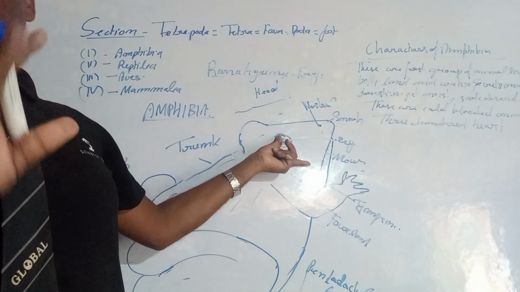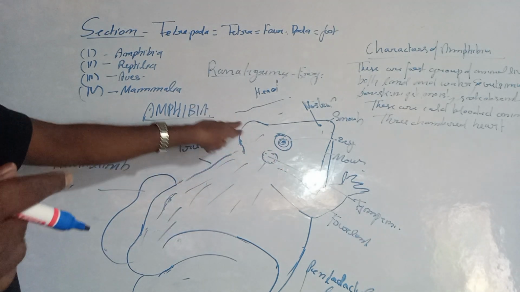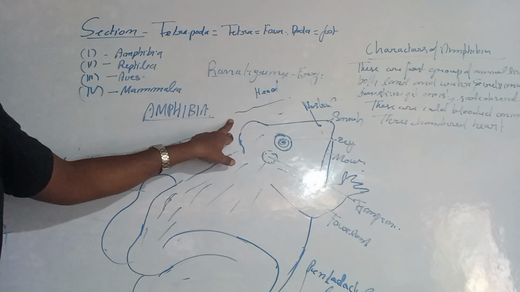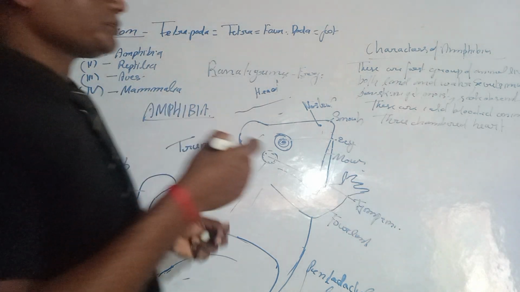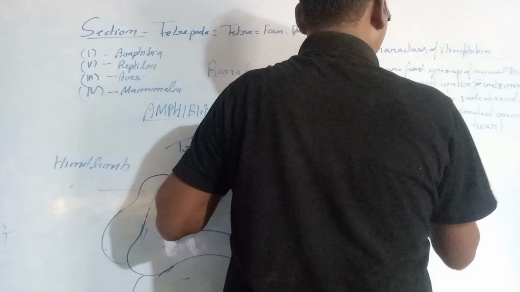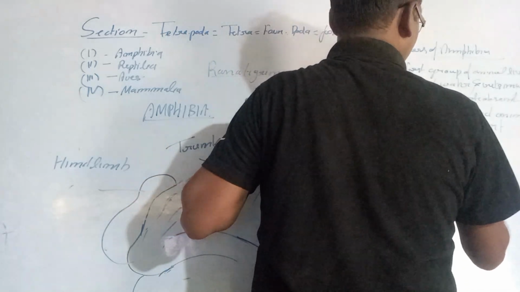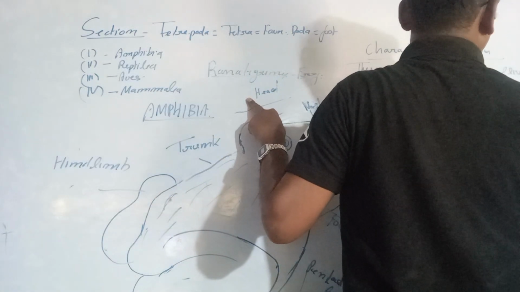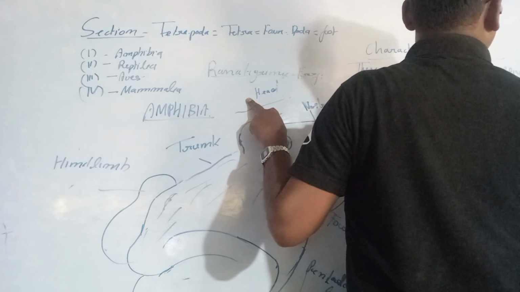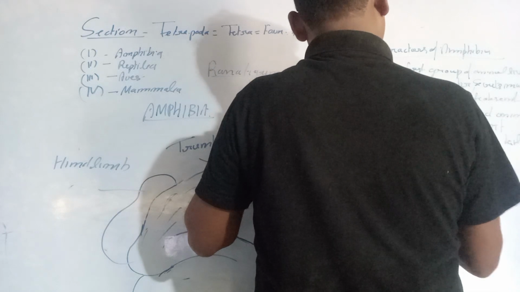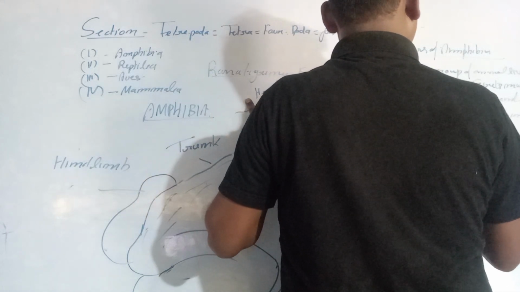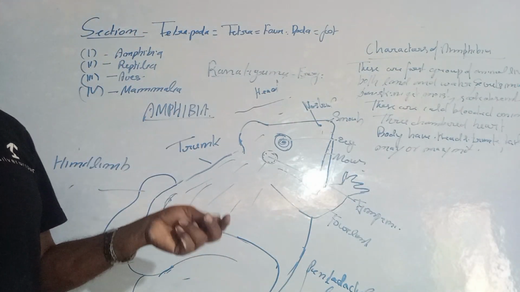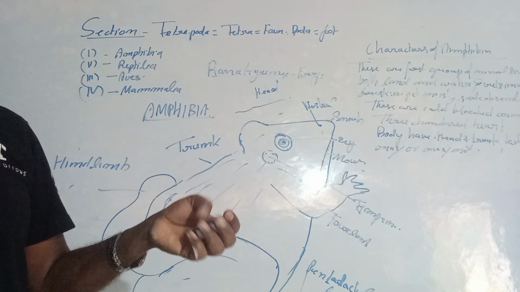In the previous class, pisces have only a two-chambered heart, and a three-chambered heart is present here. The body has a head and trunk, and a tail or neck may or may not be present. It depends upon the animals, some animals have tails, some have no tails. It depends upon the animals.